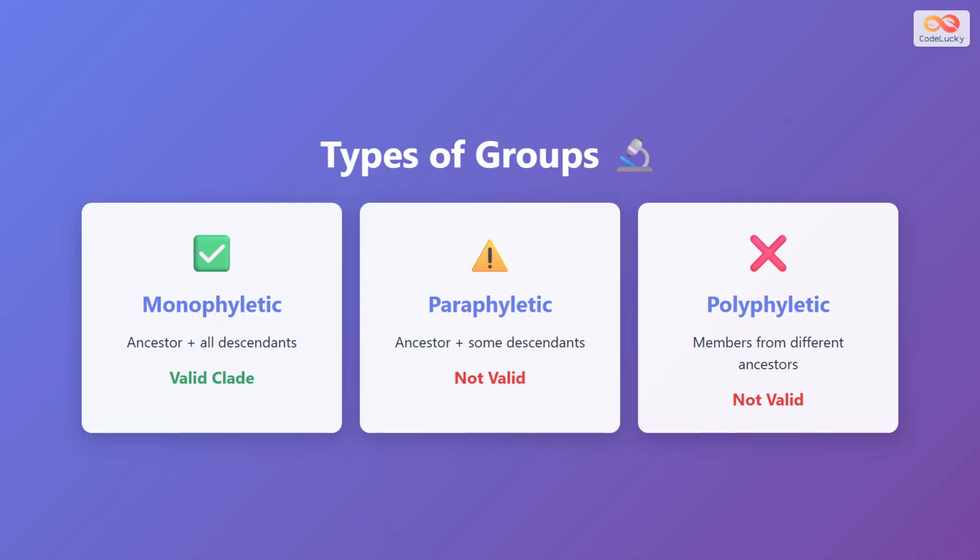In cladistics, not all groupings of organisms are considered valid. A monophyletic group includes an ancestor and all of its descendants, forming a complete clade. This is the only type of grouping that cladistics recognizes as valid because it accurately represents evolutionary history. A paraphyletic group includes an ancestor and some, but not all, of its descendants, which makes it incomplete and therefore invalid. A polyphyletic group contains members that come from different ancestors and do not share a most recent common ancestor, making it completely artificial. Only monophyletic groups truly reflect the natural evolutionary relationships among organisms.